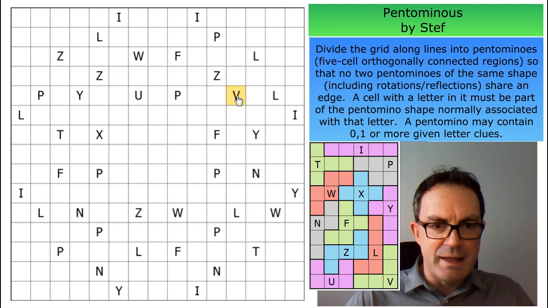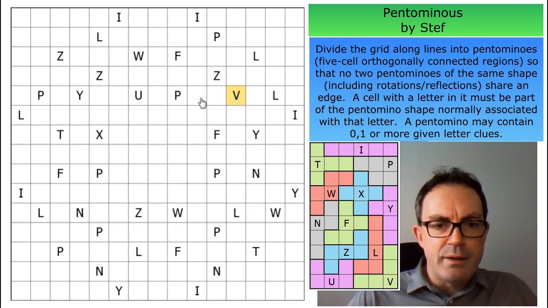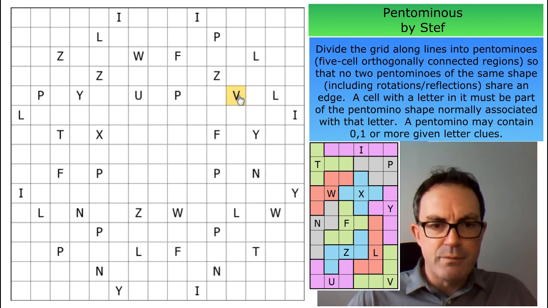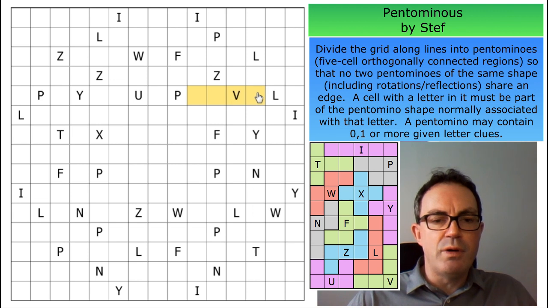Maybe the V. Yes, let's think about V. A V is always like this. This is the shape of the V, so we've got to fit this in somehow around here. Now, the interesting thing about that is if you think about it, there's always got to be a sort of horizontal element and a vertical element to the V. Now, that is interesting.